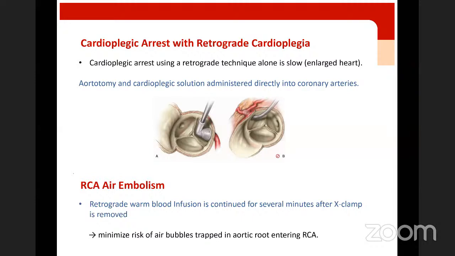RCA air embolism can happen during AVR. To prevent this from happening, at the end of the procedure, we infuse warm blood retrograde for several minutes after the cross clamp is removed to minimize the risk of air bubbles in the aortic root entering the right coronary artery.